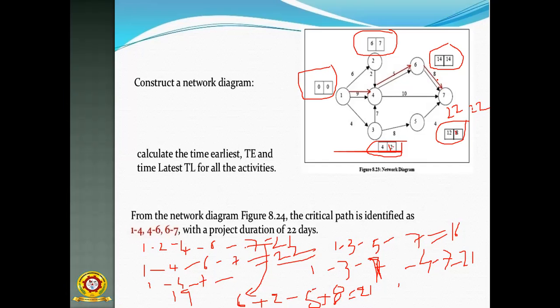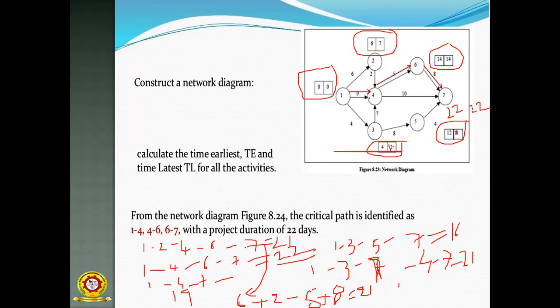So 22 minus 8, 14. 22 minus 8, the value is 14. So then 14 minus 5, the value is 9.